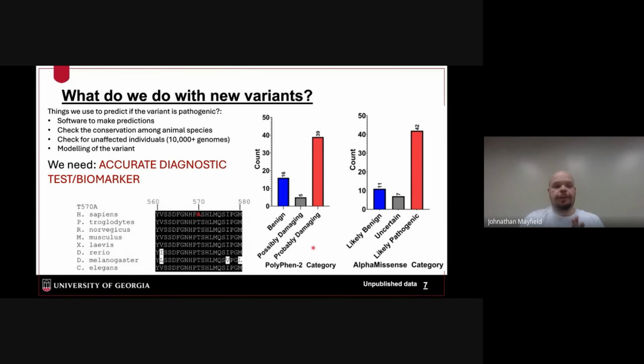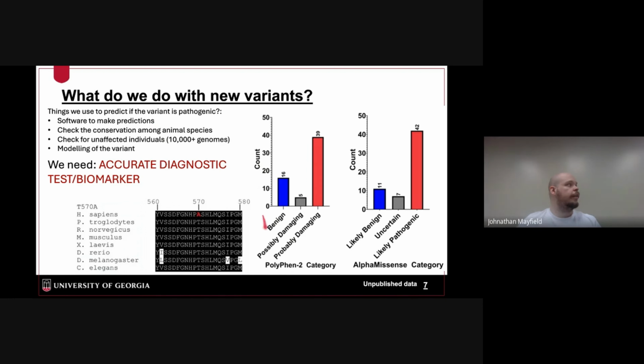So now we're getting into what do we do with new variants, and then we'll get into what's different about the variants. Right, so without a diagnostic, we have to use different pieces of evidence to suggest whether or not it is what's causing the intellectual disability. One of the first things we can do is use software that will look at protein structure, the sequence, the conservation of the protein, and make predictions about whether or not those variants might be causal. So these are predictions, not a diagnostic.